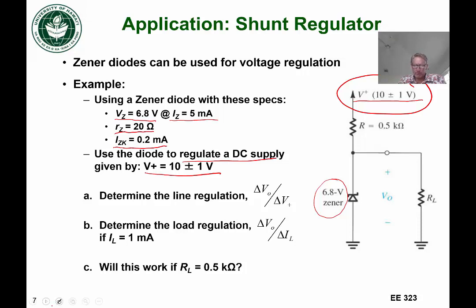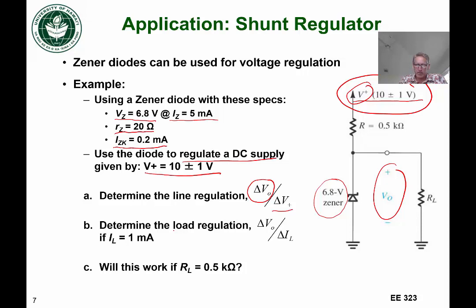And so if we want to characterize this, we can characterize the output variation in terms of how much the output voltage, which is this voltage right here, varies as a function of the supply variation. So if we divide the change in the output voltage by the change in the supply, that's what we call the line regulation.